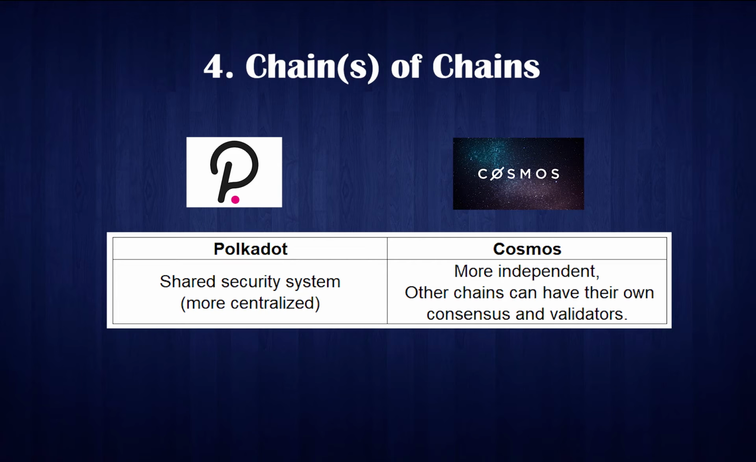Cosmos is more flexible than Polkadot since it allows other blockchains to be fully sovereign. Other chains can have their own consensus and validators. It gives individual chains more control. Whereas, Polkadot implements a shared security system. Other chains outsource the security system to Polkadot, rather than secure on their own.